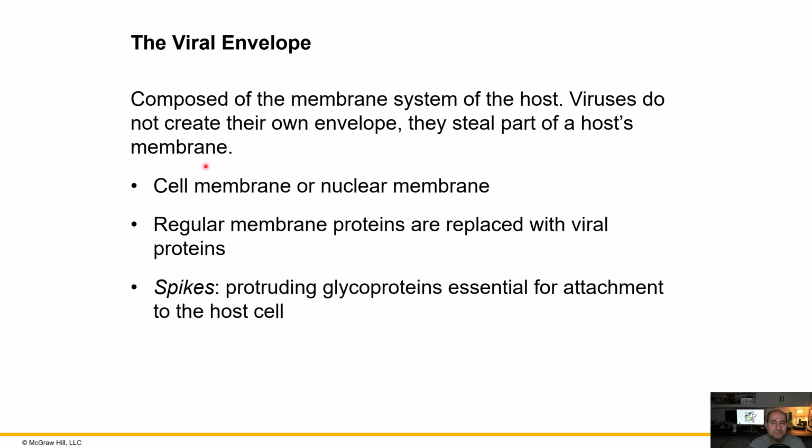So an enveloped virus did not make its envelope. It did not make that membrane. It stole that membrane from the host. And I'm going to show you how that occurs later on in this chapter. That membrane is usually part of the cell membrane or even the nuclear membrane of the host cell. That membrane can also have spike proteins inside of it. Remember, spike proteins allow that virus to attach to new host cells.